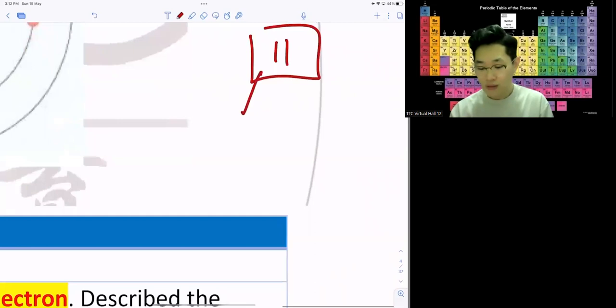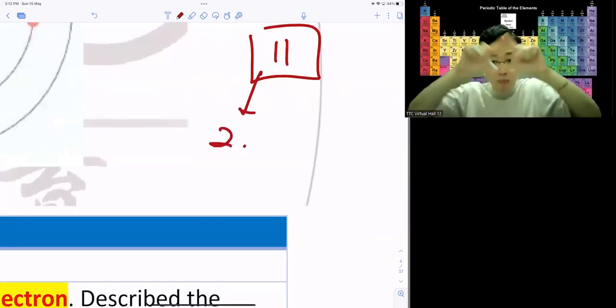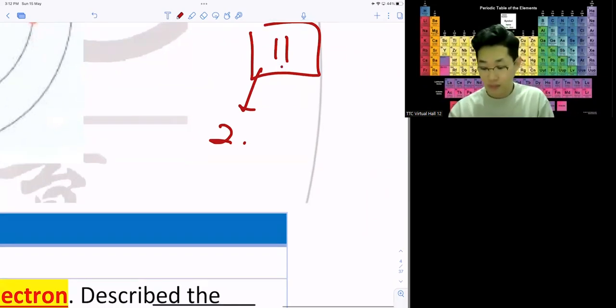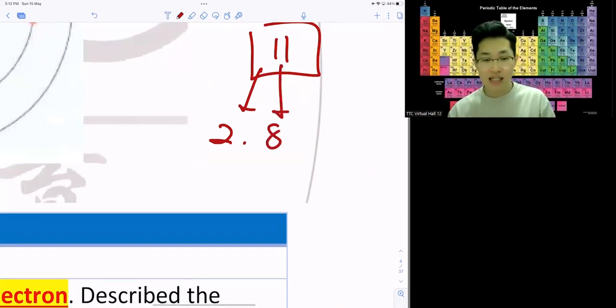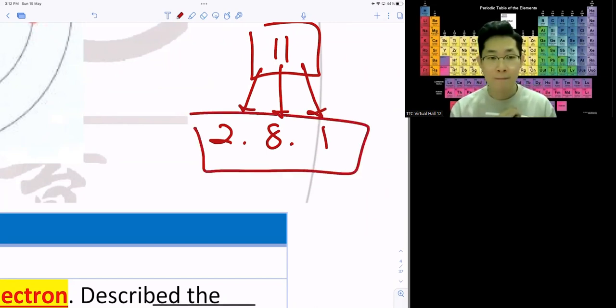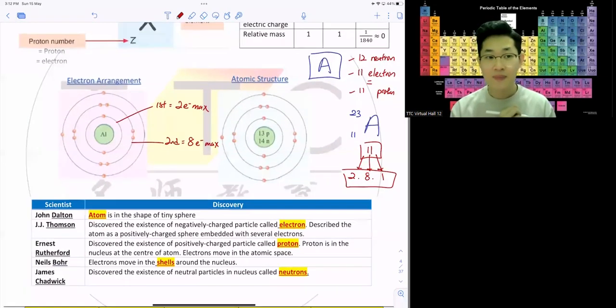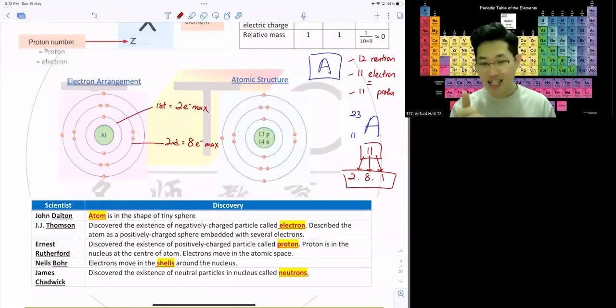So when I have 11 proton, 11 electron, what I do, now imagine, I put 2 into the first shell, full already. Then I open the second shell and I put 8, maximum 8. So 2 plus 8 is 10 already. So I need to open another shell and put 1. 2, 8, 1. That is the electron arrangement. Simple. Good. Let's do some questions.